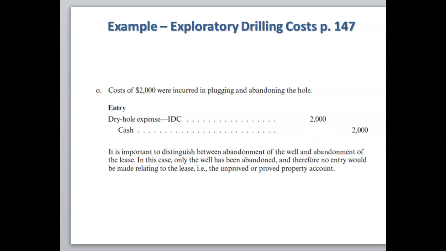Costs of $2,000 were incurred in plugging and abandoning the hole. So we would debit dry hole expense and tangible drilling costs for $2,000 and credit cash.